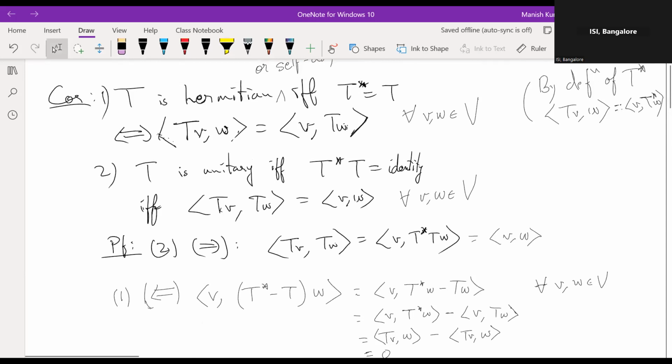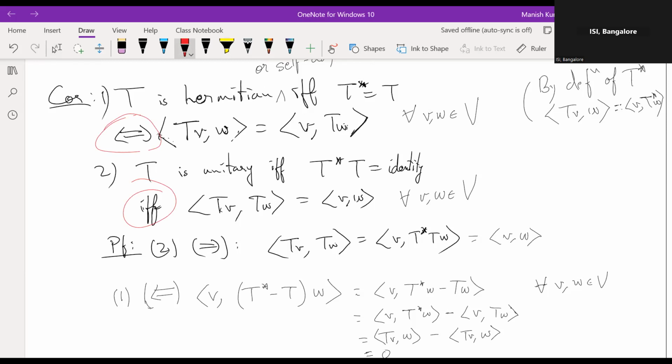Is this okay? Yeah. And the same thing for unitary. You want to show that T star times T is identity. This first if and only if is by definition, and the second if and only if is what we are trying to prove. So we are trying to prove these.